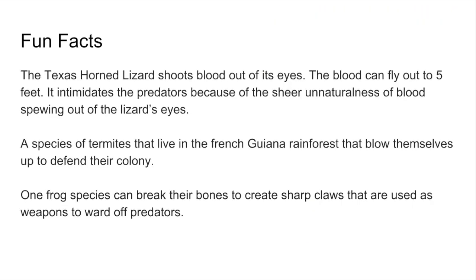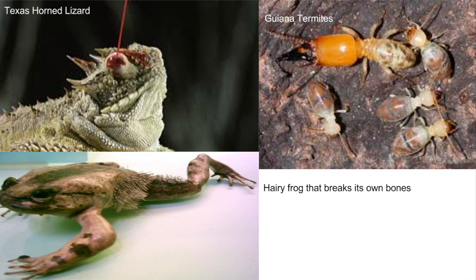Fun facts about defense mechanisms. The Texas horned lizard shoots blood out of its eyes. The blood can fly out to 5 feet. It intimidates the predators because of the sheer unnaturalness of blood spewing out of the lizard's eyes. A species of termites that lives in the French Guiana rainforest blow themselves up to defend their colony. And one frog species can break their bones to create sharp claws that are used to ward off predators.